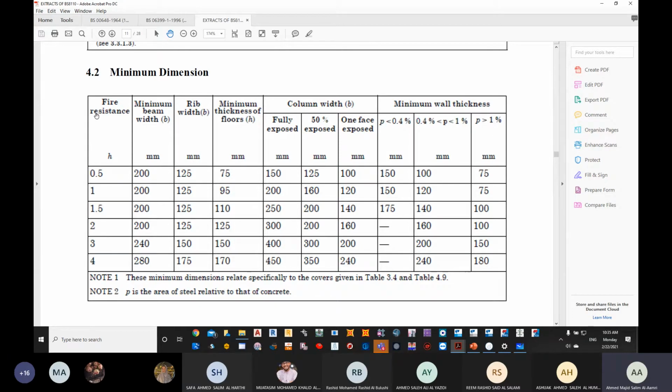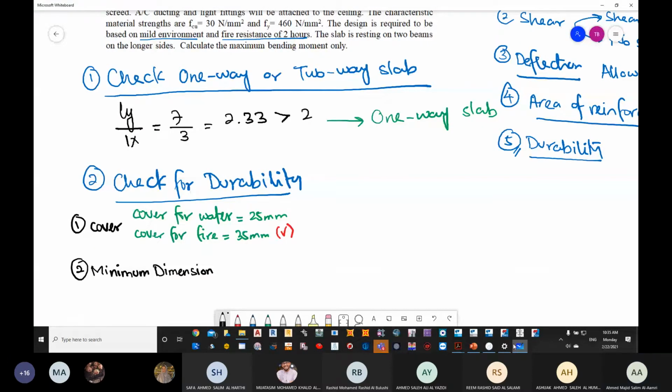Now, once again, we have fire resistance, and then we have 2 hours of fire. We have beam width, we have rib width, and then minimum thickness of the floor. So it says the minimum allowed thickness that can be used to protect you from 2 hours of fire is going to be 125. So that's the lowest value. Okay, so we are going to go here once again. So the minimum dimension is 125 mm, and this is representing your thickness or depth. I cannot use something lesser than this.